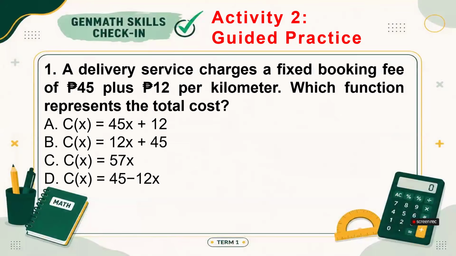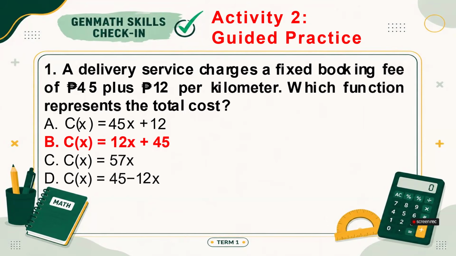So let's have the first one. A delivery service charges 45 pesos fixed booking fee plus 12 pesos per kilometer. So which function represents the total cost? So think of the fixed cost as 45 while the variable cost is 12x. So which jives with your answer? Very good. The correct answer is letter B. So whenever you see fixed fee plus the amount per unit, think of it as rate times the x value plus the fixed rate. That is how we answer problems like that.